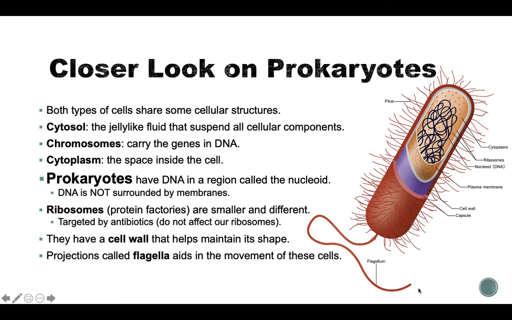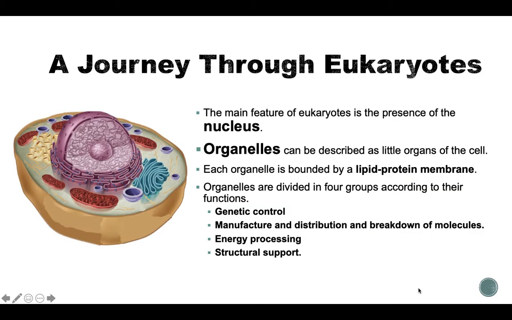So here we just have some information about what prokaryotic cells are. We already said the important things about them, which is that they do not have a membrane-bound nucleus. So we're just going to move forward with those bacteria and concentrate on the cells that we can find in human beings. Like I said before, the main feature of eukaryotic cells is the presence of a nucleus.